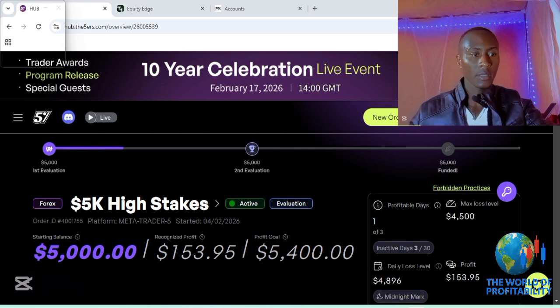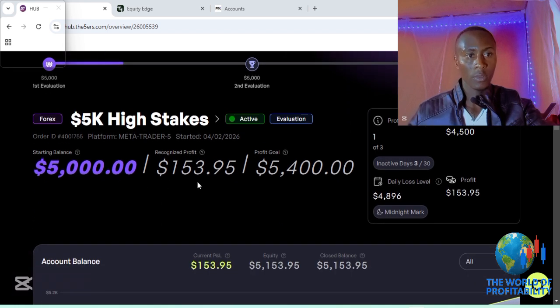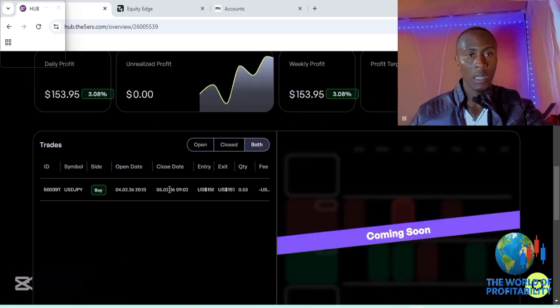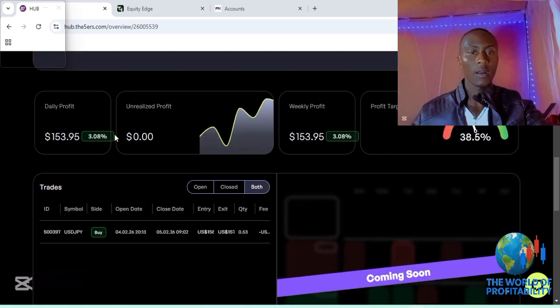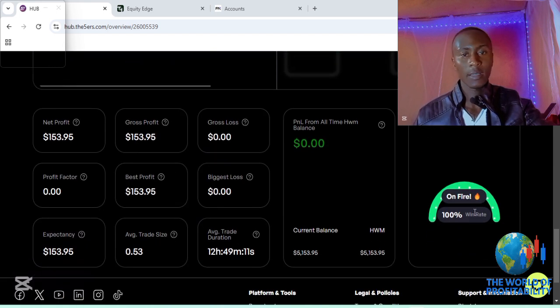From my screen, as you can see, this is the account that I bought with 5%ers because I want to scale up my capital. I was able to execute one trade, which is reflecting on my dashboard. You can see I generated a profit of 3.5%, as they have displayed the information very well. You can see I'm up 3.8%, which means I took a risk of 1% as usual, and you can see my win rate is 100%.